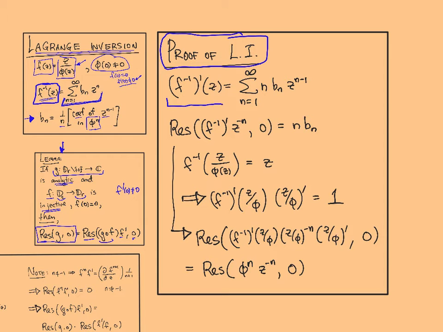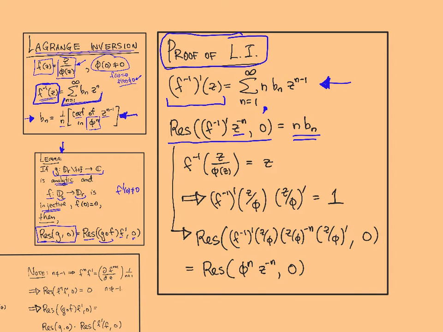Okay, so it actually helps to work with its derivative. So the derivative of F inverse, I can write its power series like so, and we already saw that I can extract coefficients using residues. So the residue of F inverse prime of z to the minus n will give me the coefficient of z to the n minus 1 in the above power series, which is n times b_n. Okay, so that's closely related to this in the formula.